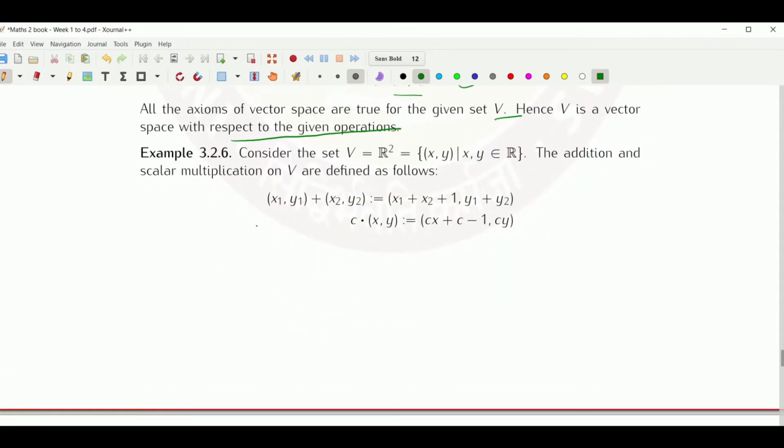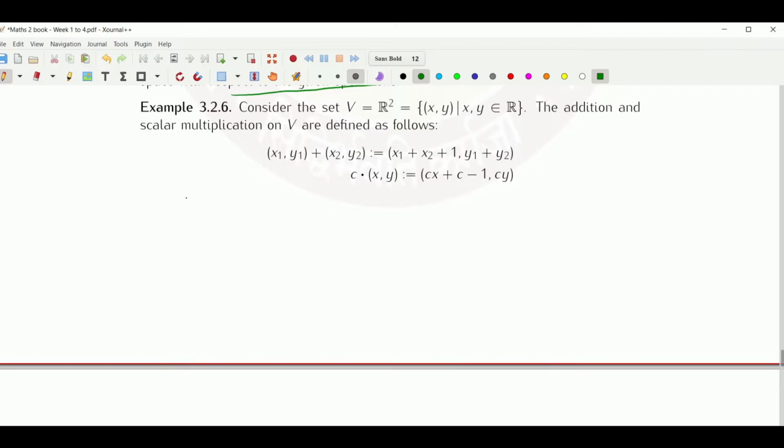Here we are doing one more example. V is equal to the set of (x, y) such that x, y belongs to R. The addition and scalar multiplication of V are defined as follows: (x1, y1) plus (x2, y2) is equal to (x1 plus x2 plus 1, y1 plus y2), and c dot (x, y) is equal to (cx plus c minus 1, cy).